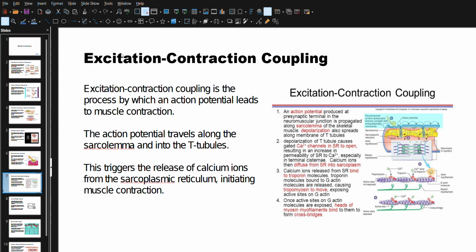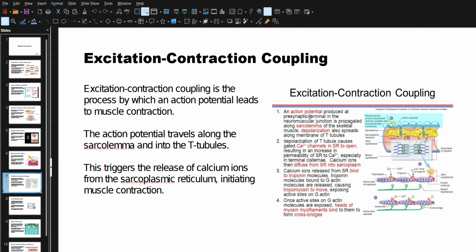Next one, excitation contraction coupling. This is also one of the processes. So we'll see now. Excitation contraction coupling is a process by which an action potential leads to muscle contraction. Action potential and resting potential I told you all in nerve impulse. So how does it take place? When the action potential takes place, it travels along the sarcolemma and into the T tubules. This triggers the release of calcium ions from the sarcoplasmic reticulum, initiating the muscle contraction.